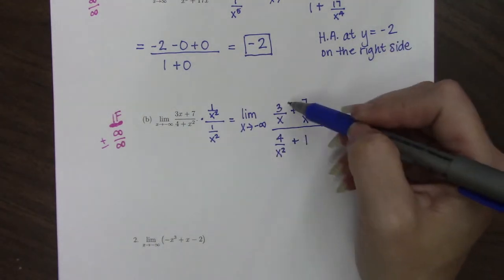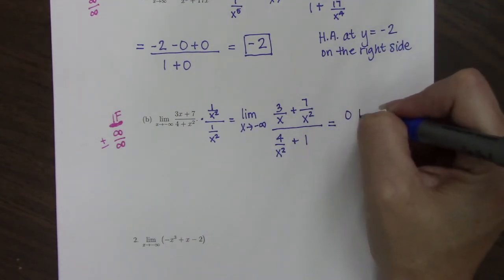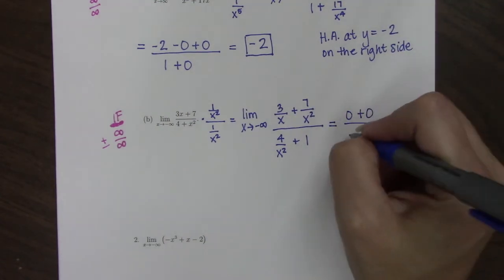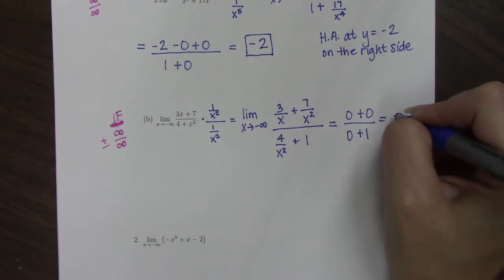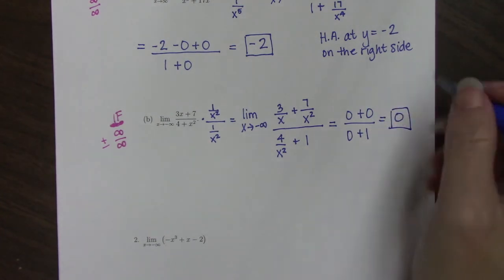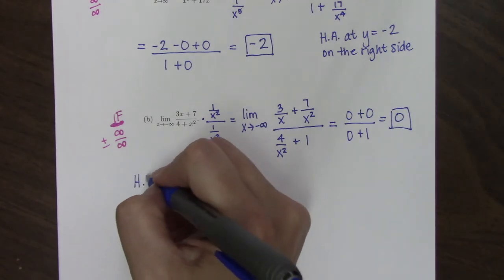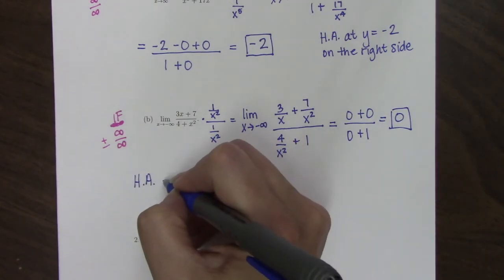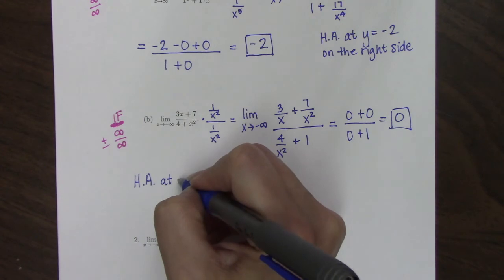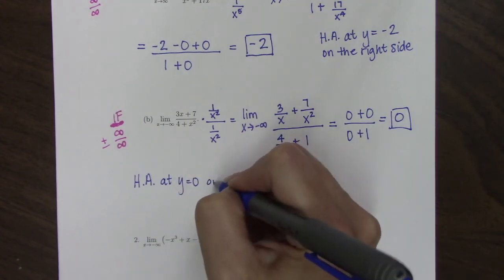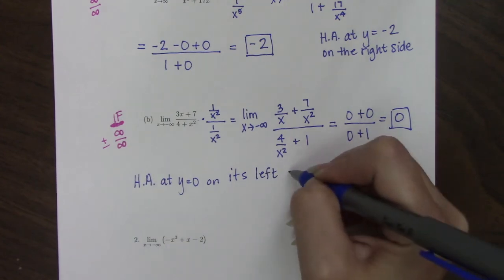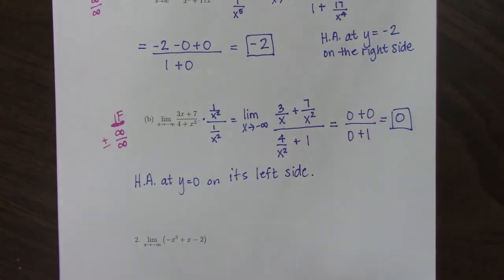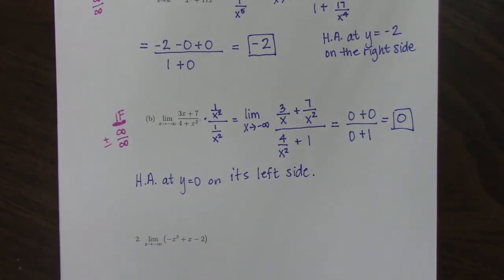Now I can invoke my special limit, and the numerator gives me 0 plus 0, the denominator gives me 0 plus 1, which just works out to be 0. So if I wanted to interpret this, this graph has a horizontal asymptote at y equals 0 on its left side. So the left edge of the graph is approaching 0.